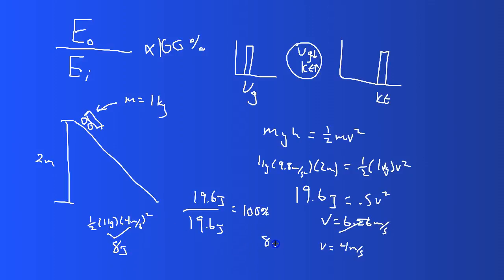So if we say 8 joules over 19.6 joules, we're going to get an efficiency of about 40.8%. That means that in this system, 40.8% of the energy was conserved, and the other 59.2% would have been lost to thermal energy. We could even subtract them to find out how much thermal energy was actually created. So this is efficiency: just the energy at the end divided by the energy at the beginning. And we'll do some labs where we actually take measurements and compare those things and get the efficiency of something.